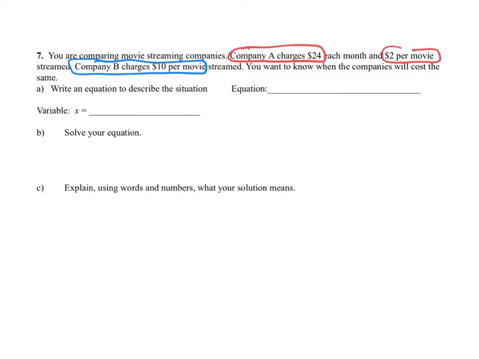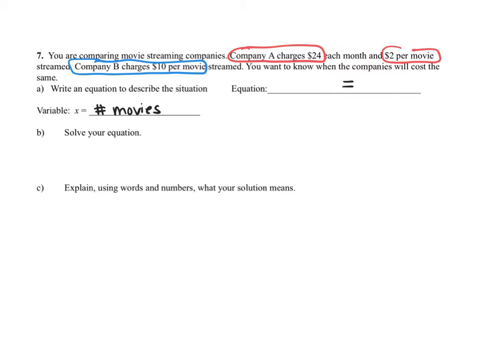So part A asks us to write an equation to describe the situation. On this side I'm going to put Company A, and on this side I'm going to put Company B. Let me start by picking my variable, which is going to be the number of movies, because that's what's going to change the total cost at each company. We're looking at 1 month.